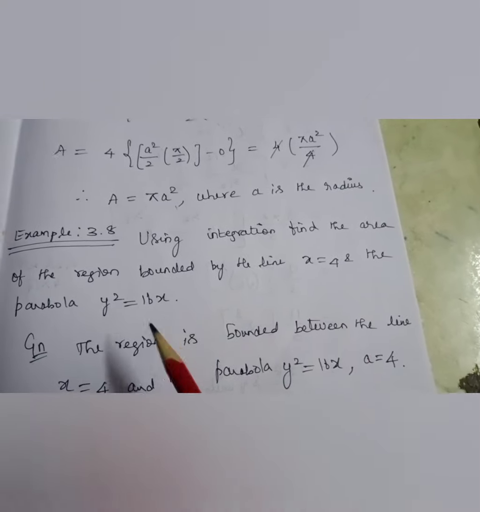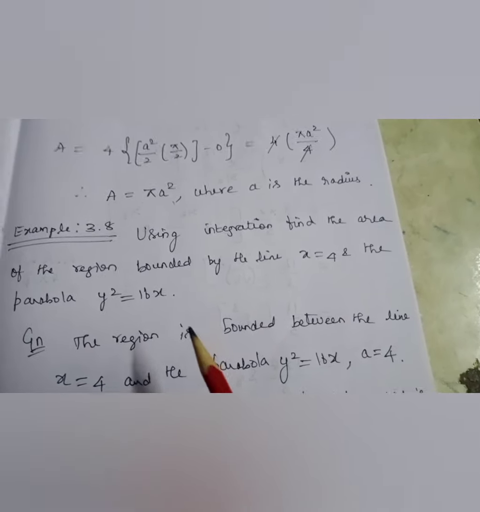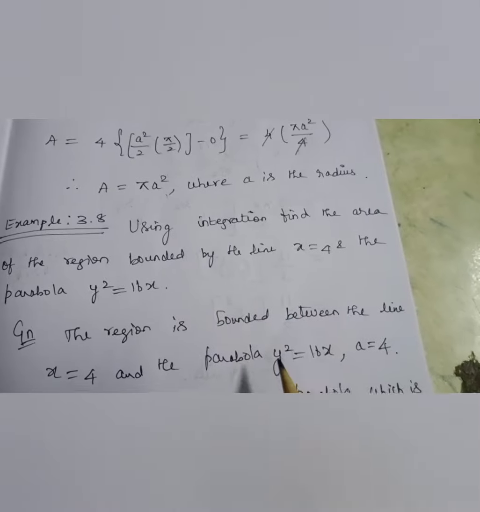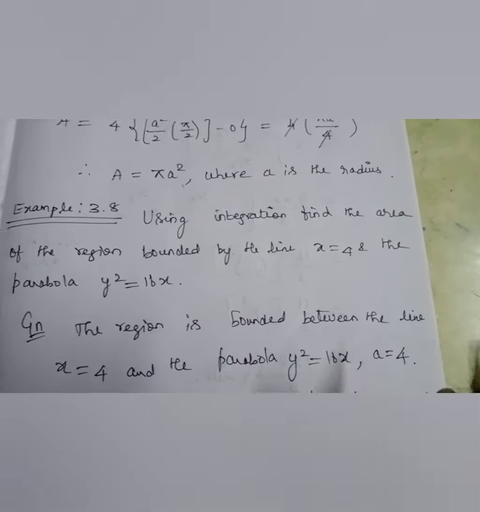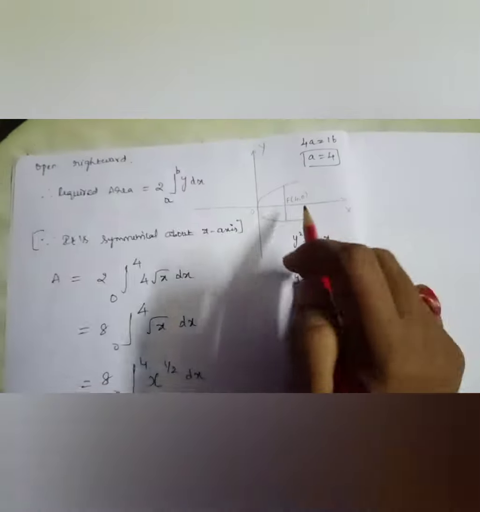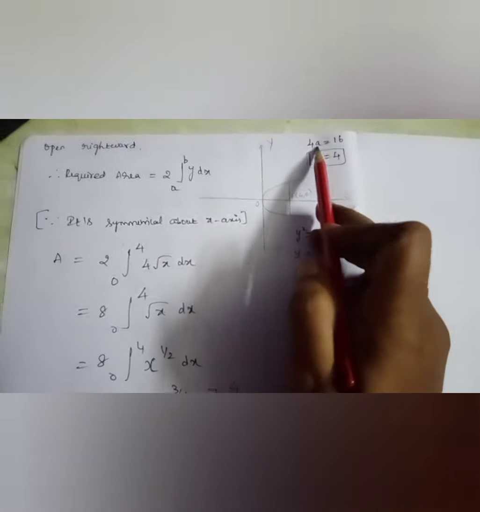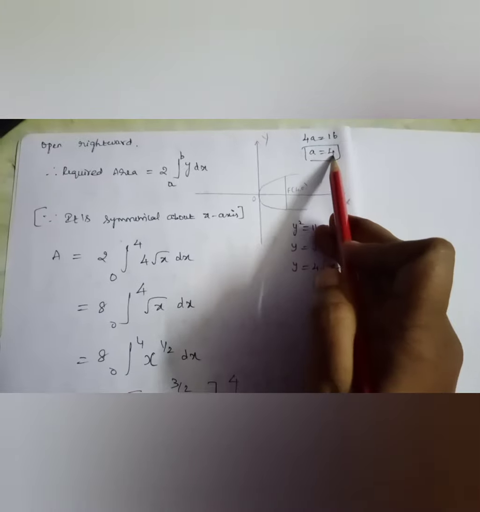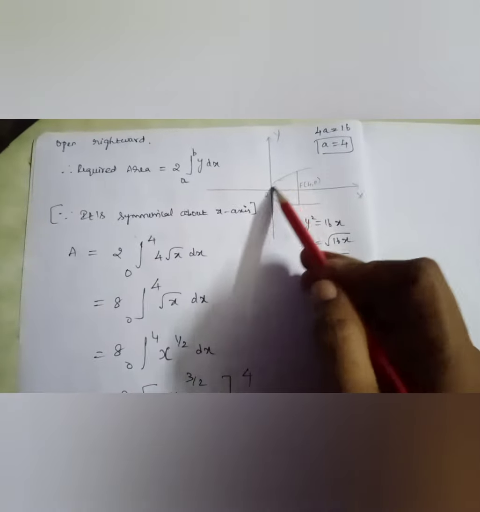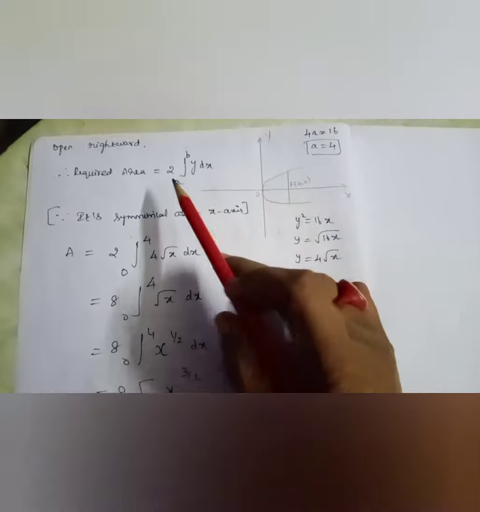to 4 and the parabola y square is equal to 16x. So we have one line and a parabola. The parabola is y square is equal to 16x. So y square is equal to 16x means it represents a parabola which is open rightward. And 4a, when I compare it with the general parabola, a gets the value 4. So obviously it is symmetrical about the x-axis. So I will find the area twice. Okay, it is symmetrical about the x-axis.